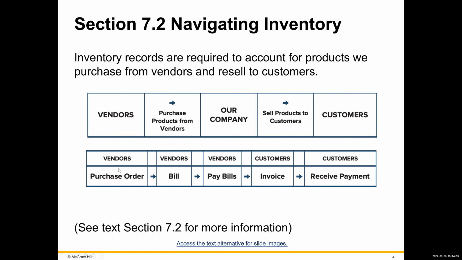Now, once they do, and we receive the merchandise, the vendors will bill us, and then we'll eventually pay the bill. Okay, so now we have those goods, the inventory. Now we'll resell that inventory to our customers. We'll invoice them, and that means that they owe us money. They're going to pay us later. So that invoice is going to generate accounts receivable. And then maybe 30 days later, we'll receive payment from our customers.